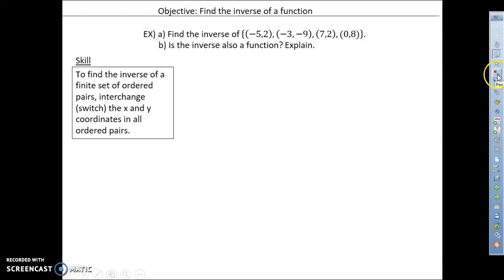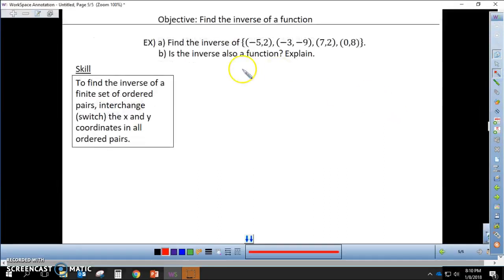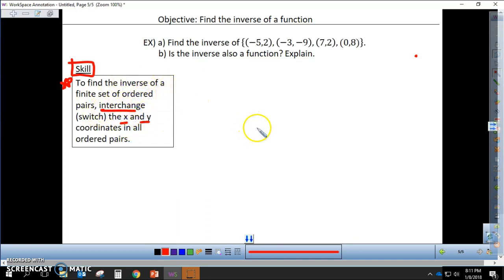Hello and welcome to the second video in finding the inverse of a function and the definition of an inverse of a function. This video is going to focus specifically on the skill portion of how do we find an inverse of a function, but we're really going to start with a relation. So part A of this example says find the inverse of this ordered pair of this relation. And all we have to do, remember, in order to find the inverse of an ordered pair is just interchange x and y. That's it.